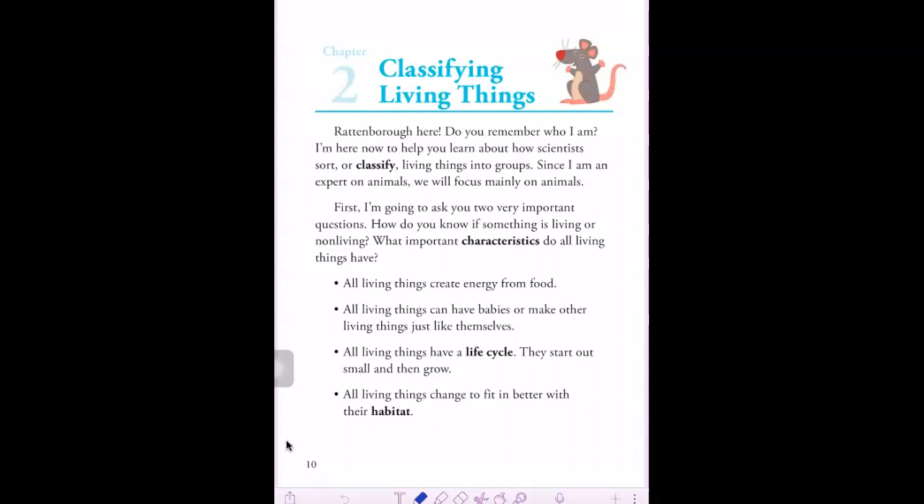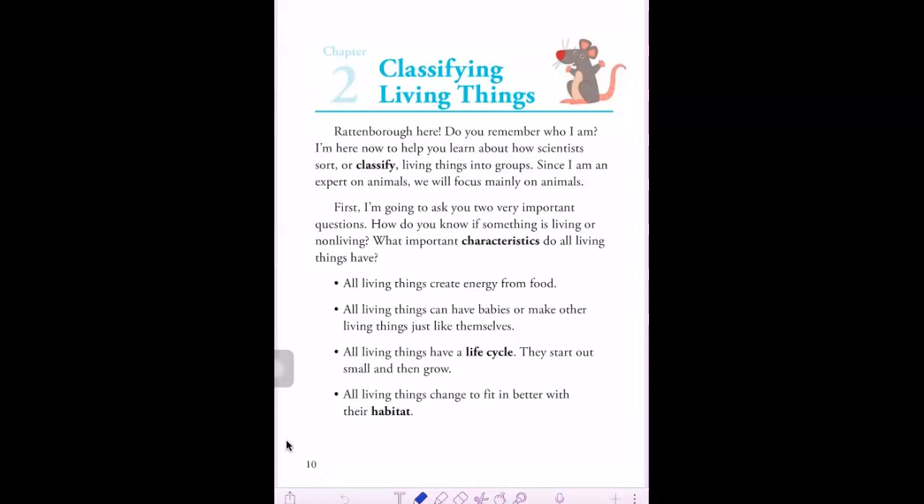Rattenborough here. Do you remember who I am? I'm here now to help you learn about how scientists sort or classify living things into groups. Since I am an expert on animals, we will focus mainly on animals.